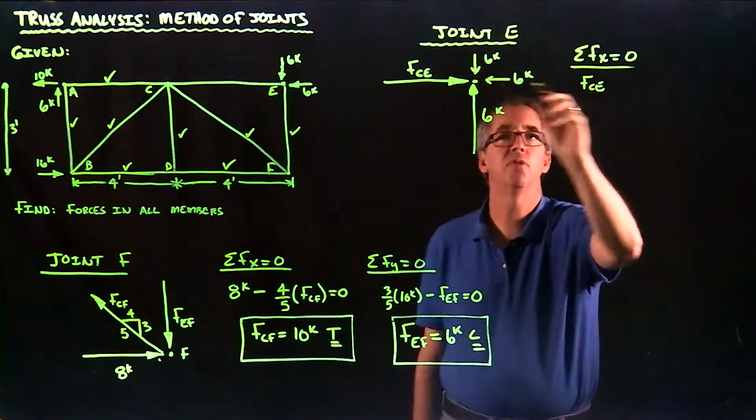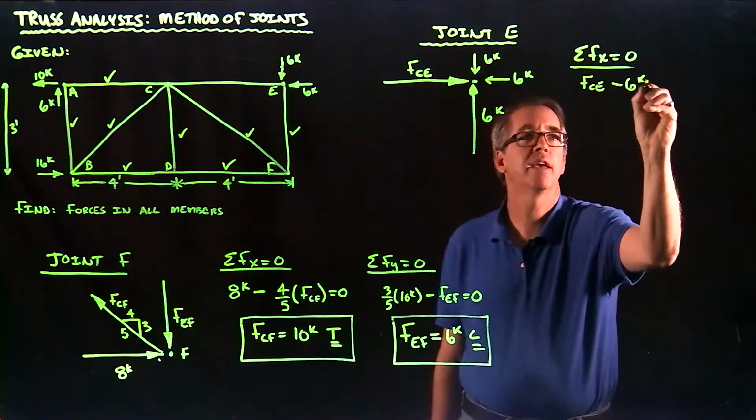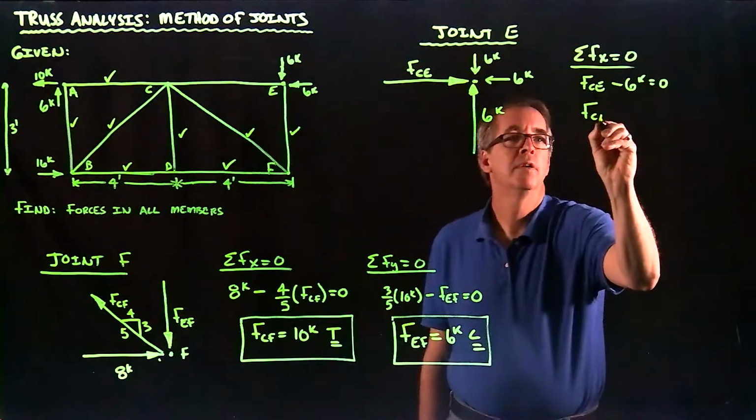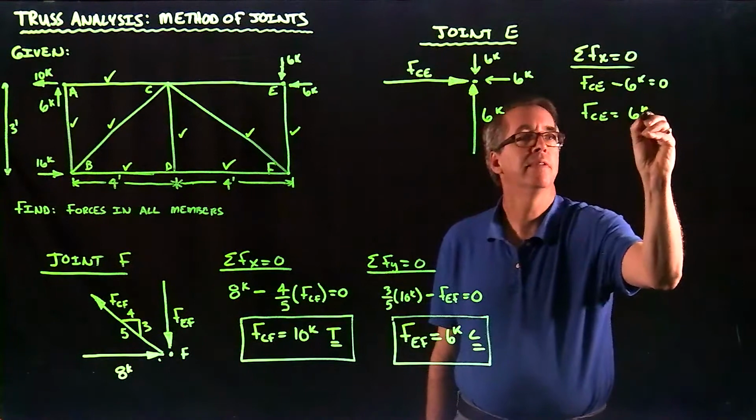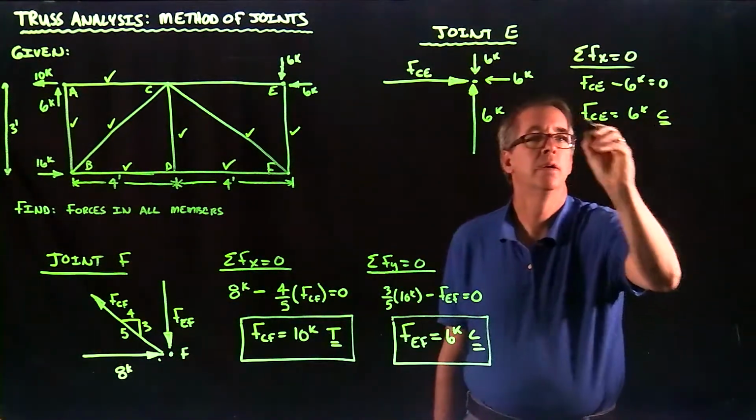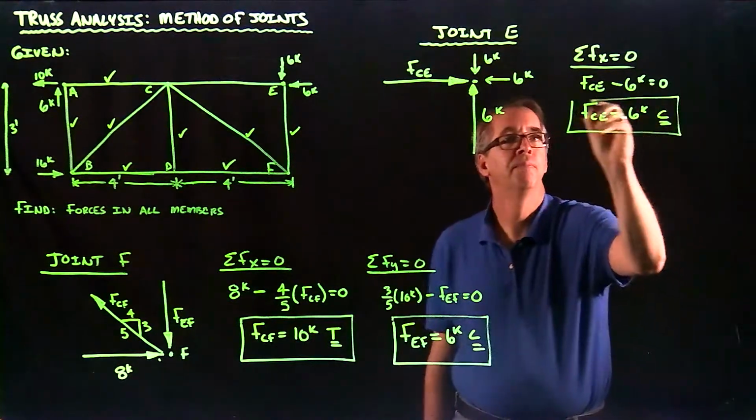So FCE, which is positive, minus 6K is equal to 0. So FCE is 6 kips, and that would be in compression as we expected.